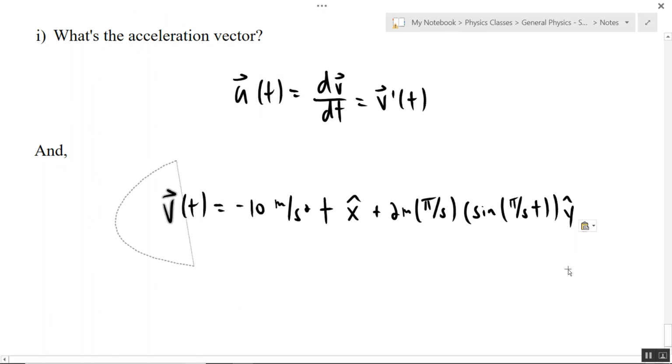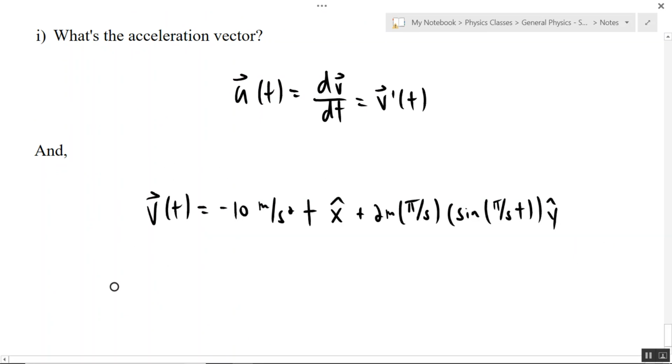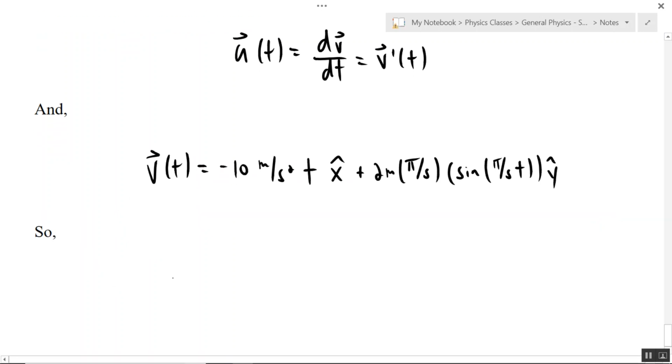Okay, so what we need to do is take the derivative of this with respect to time. So a(t) is the derivative of the x part, right? So what do you get when you take the derivative of negative 10 meters per second times t? Yeah, it's pretty easy for this one, right? The t just goes away. So it's minus 10 meters per second squared with no t. That means the x part doesn't change. It's constant.